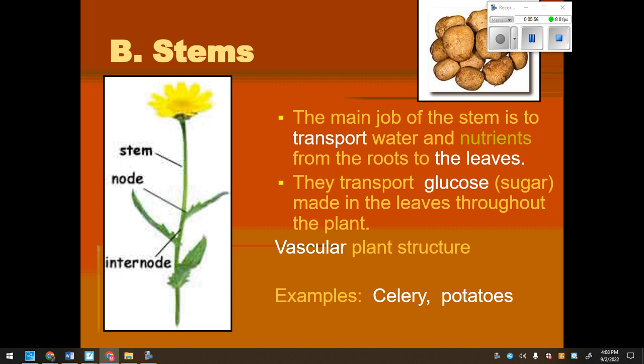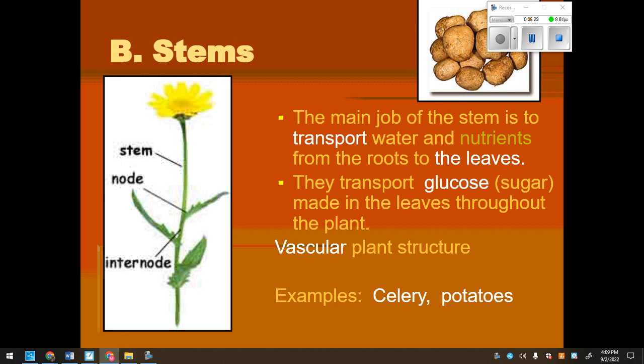The main job of the stem is to transport. What does it transport? Water and nutrients. So, the water gets sucked up from the roots and has to go up to the leaves, and the stem acts as that organ. They also transport glucose. We learned about glucose when we did photosynthesis. That's the sugar that's made in the leaves. We call this structure the stem a vascular plant structure, because it provides the transport.